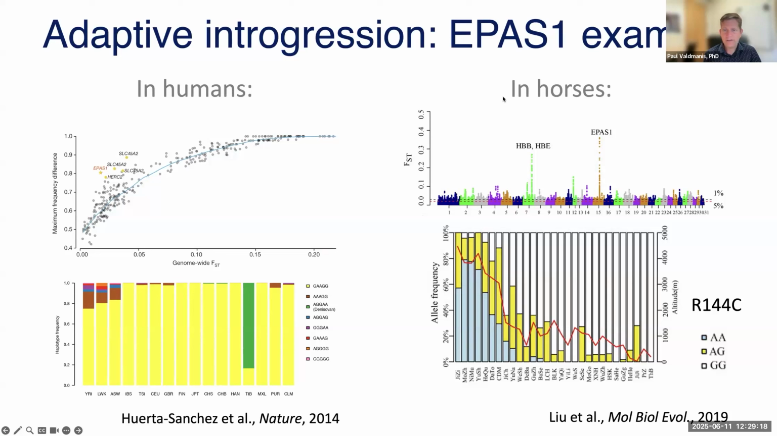And this work in humans is also modeled in horses, where EPAS1 is also a signal for positive selection. And at the bottom, you can see even a coding change, an R144C change, that tracks with the altitude at which the horses were sampled. So horses at high altitude in this red line have a much higher alternative A allele frequency or heterozygous allele frequency than horses sampled in low elevation populations, suggesting this variant is functional and helps in adaptation to this environment.